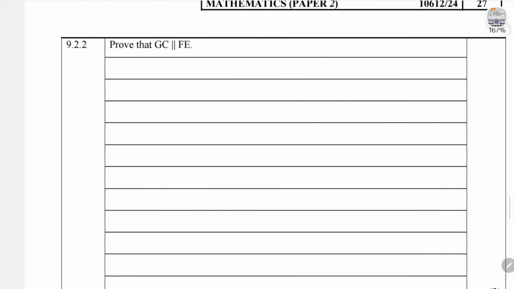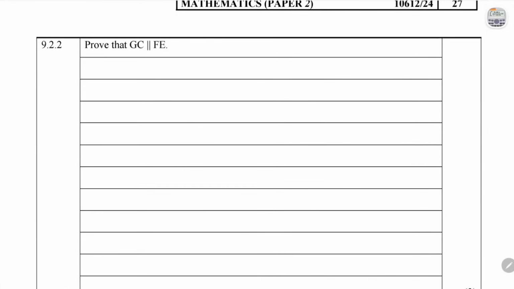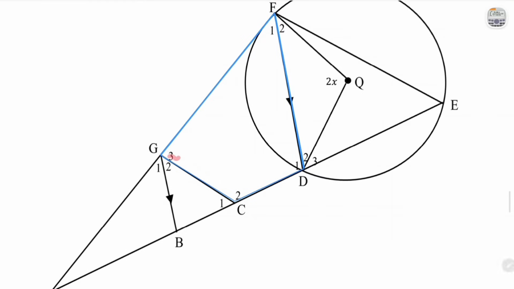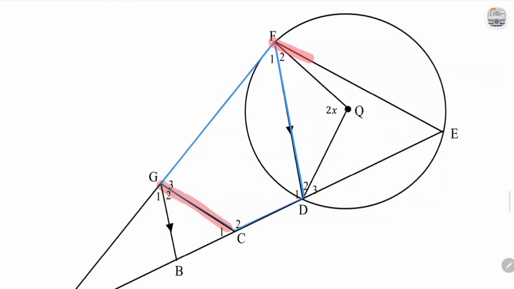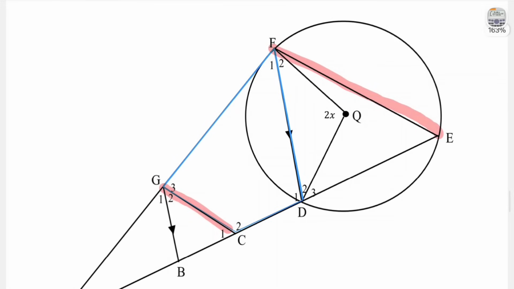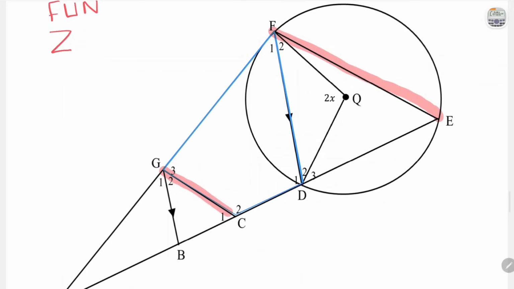Question 9.2.2 says, prove that GC is parallel to FE. GC is this over here. And FE, let's just keep in mind that it's including one of the sides of this cyclic quad. We can use cyclic quad properties on this blue quad that we have here. So how do we prove that these two lines are parallel? Well, we can use fun angles, looking at alternate angles. Do we have any alternate angles here? From the way these two lines are, no, it's not going to create a Z.